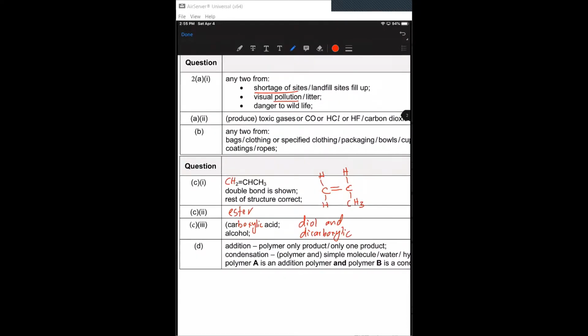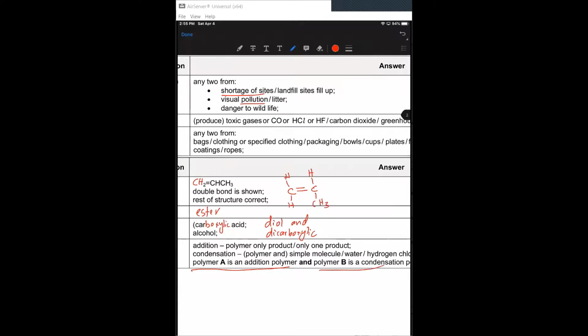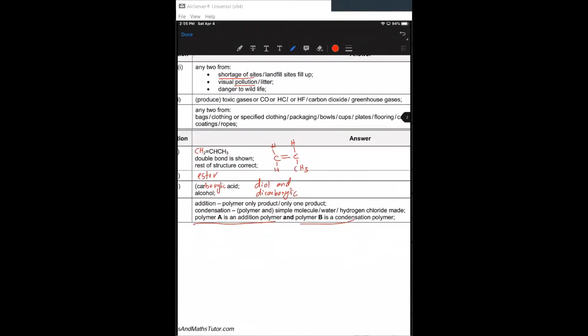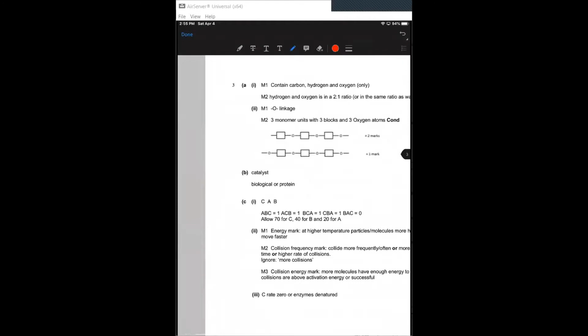Okay, D part, explain the difference between addition and condensation polymer. So this is the same question. Classify A and B, either addition or condensation. So polymer A is addition, polymer B is condensation. Like what you have done in the first question, the same answers will be there. Okay. Question number 3.